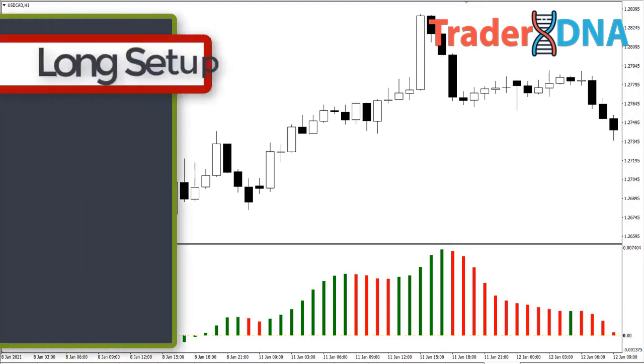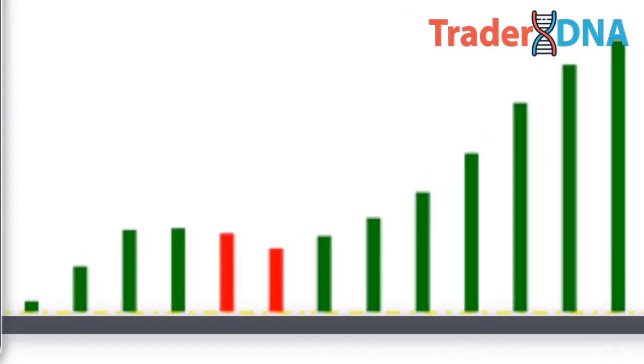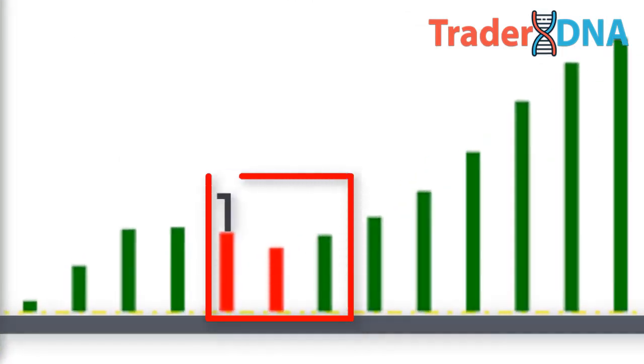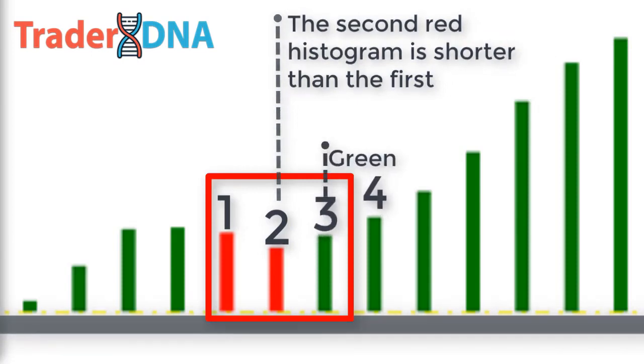Long setup. Awesome oscillator is above zero. There are 2 consecutive red histograms. The second red histogram is shorter than the first. The third histogram is green. The trader buys the fourth candlestick on the open.